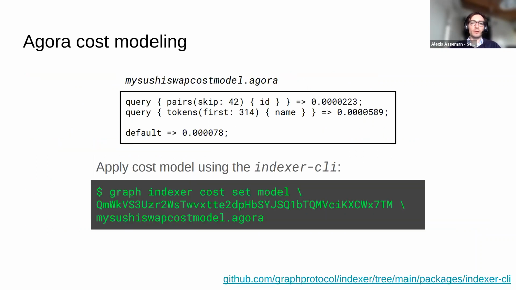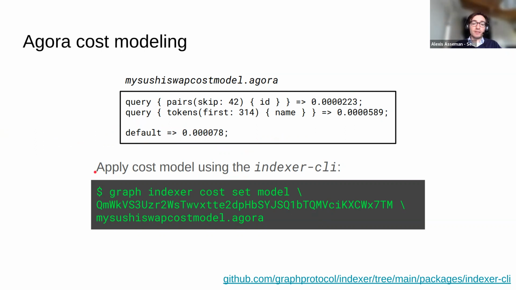So here's an example of a very small Agora model. We've got 2 entries and a default price. So here it's pretty straightforward to understand what's going on. And yeah, the default price is a catch-all. So if the queries you're receiving are not matching those first 2, then that default price will be applied. Once again, if you want to know more details, you can do way fancier things with Agora. Check out the Agora language workshop that I mentioned earlier.